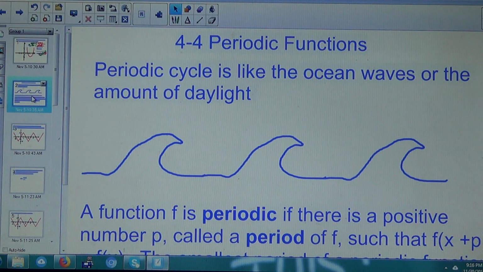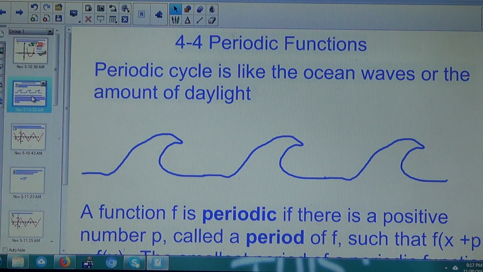Okay, ocean waves would be periodic functions. Or the amount of daylight. Every 24 hours it will repeat. 24 hours, it's a new day. If you guys look at these waves, there are 3 periodic cycles up here.